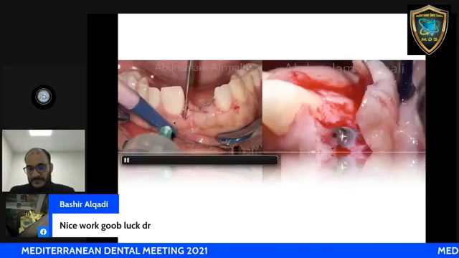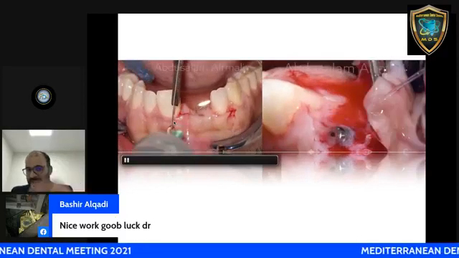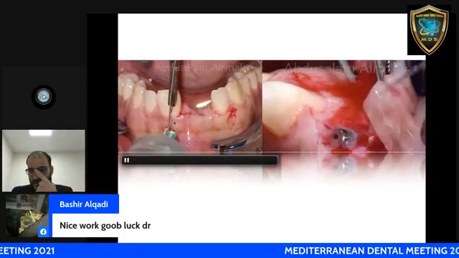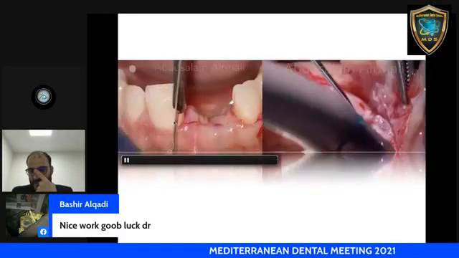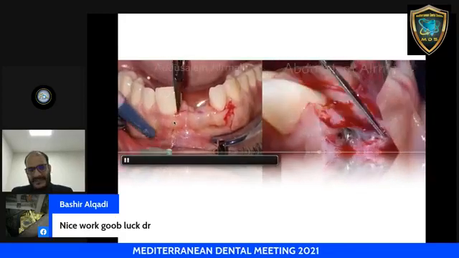Okay, you can see the attachment now. This is the soft tissue, the white one, and there is some bone particle because the previous dentist tried to manage this complication by adding some bone.